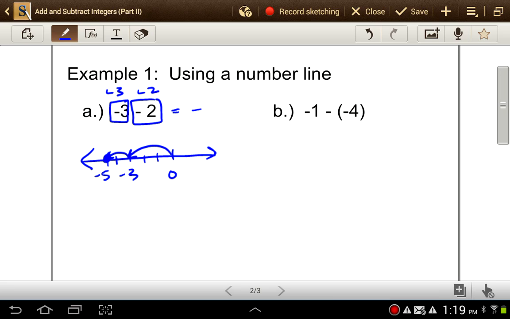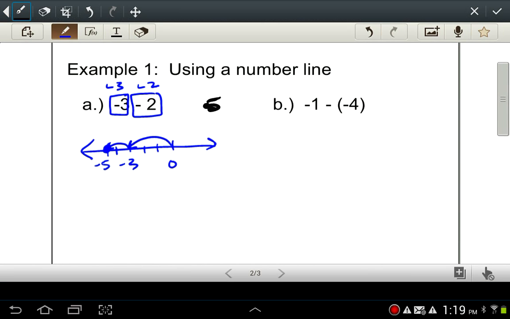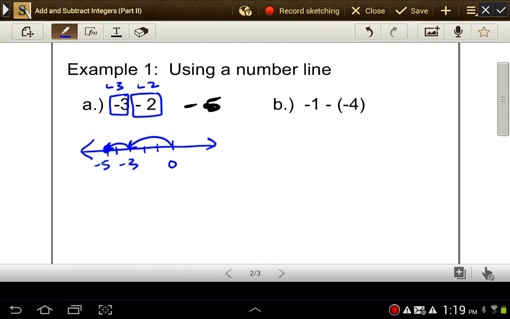Oops. Cool. Did something crazy there. And I get negative 5. Okay, next, and I switched the color of my pen somehow.